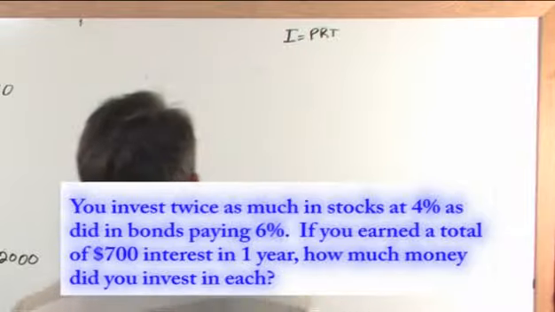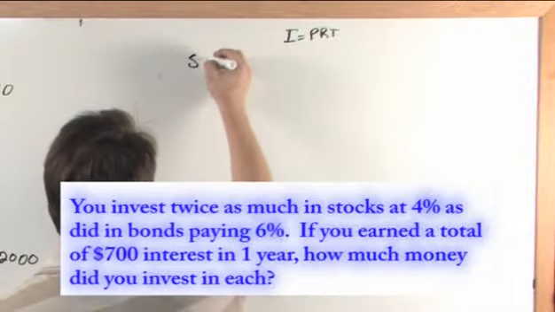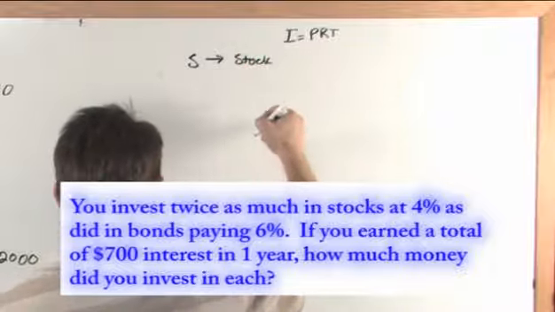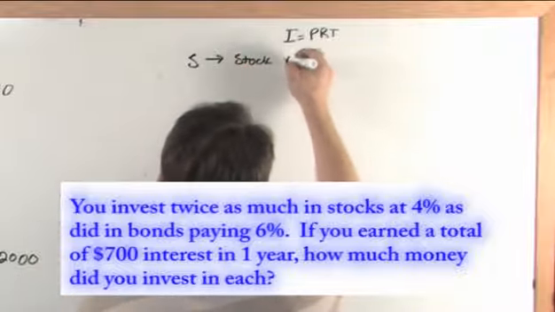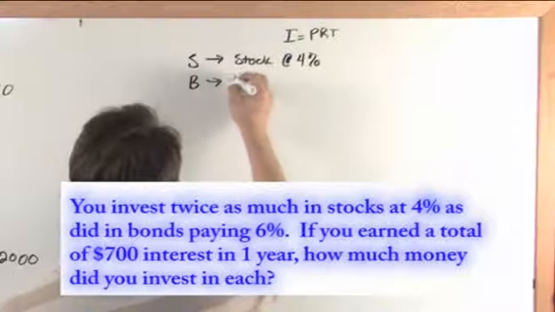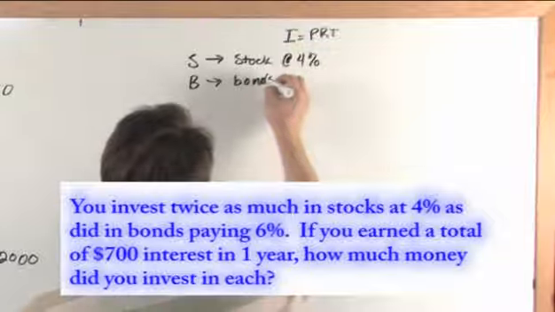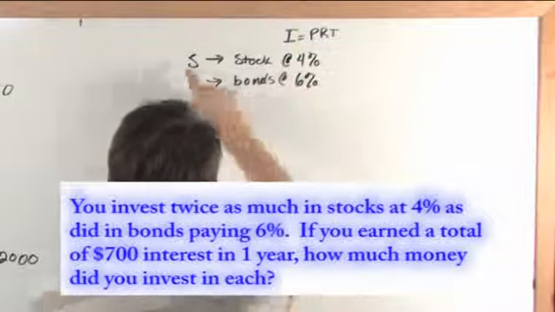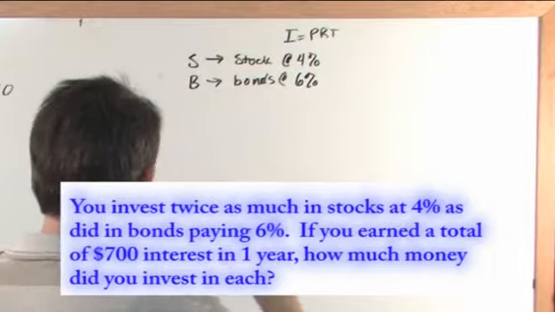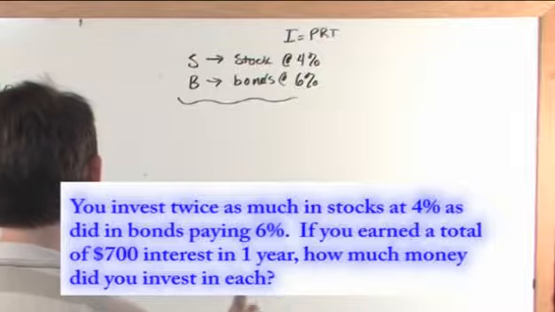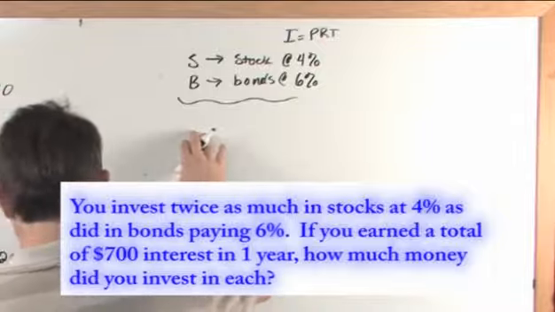Okay, so if you invest S dollars in stock, and stock is at 4%, and you invest B dollars in bonds at 6%. Okay, so we're using two variables, S and B. First sentence you read, it says you invest twice as much in stocks as you do in bonds.